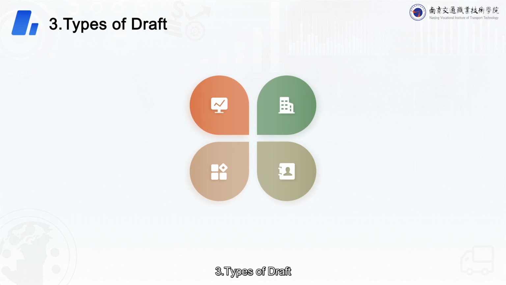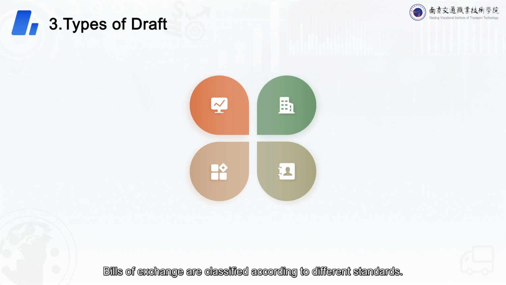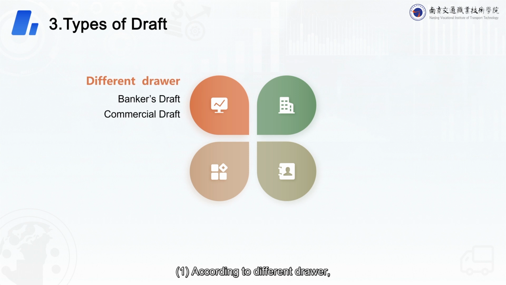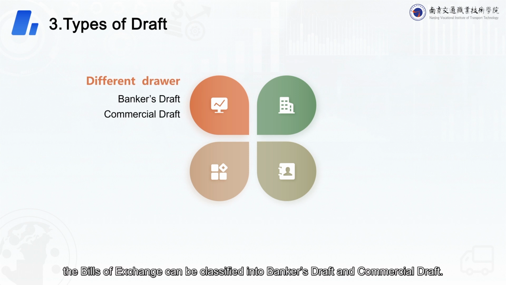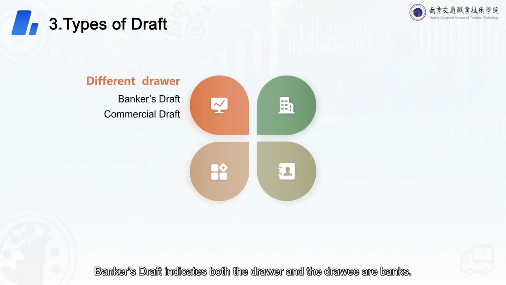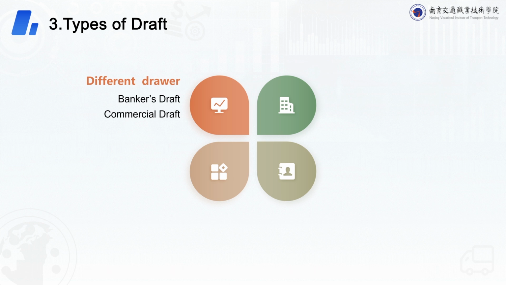3. Types of draft. Bills of exchange are classified according to different standards. 1. According to different drawers, bills of exchange can be classified into banker's draft and commercial draft. Banker's draft indicates both the drawer and the drawee are banks. Commercial draft means that the drawer is a business or an individual, and the payer can be a business, an individual, or a bank.